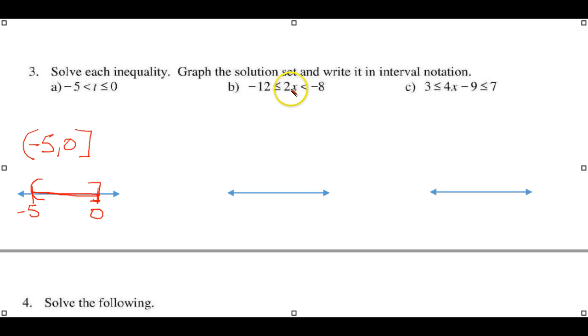Now for letter B, again, to isolate the x, we're going to divide this term by 2. Then we have to do it to everything else. So this becomes a -6 is less than or equal to x is less than -4. So the numbers we're interested in are a -6 and a -4. And here we're going to use a bracket. And here we're going to use a parenthesis. Fill it in. And then putting that in interval notation right from the graph.